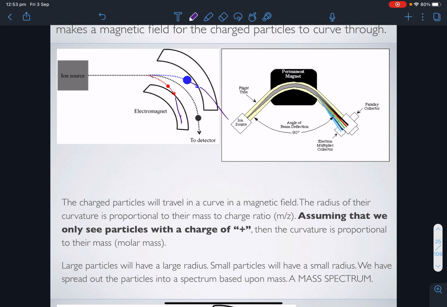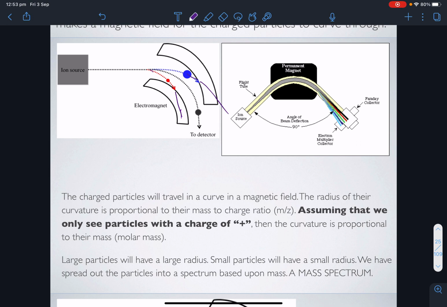Okay? So it depends on their mass, or their molar mass, how big they are, and it depends on their charge. Is it +1? Is it +2? Is it +3? But in this course, we'll just keep it simple, and we will assume that all of the charged cations coming through just have a charge of a single positive. So if they just have a single positive, it's not their mass to charge ratio. The path or the radius is determined by their mass, okay?